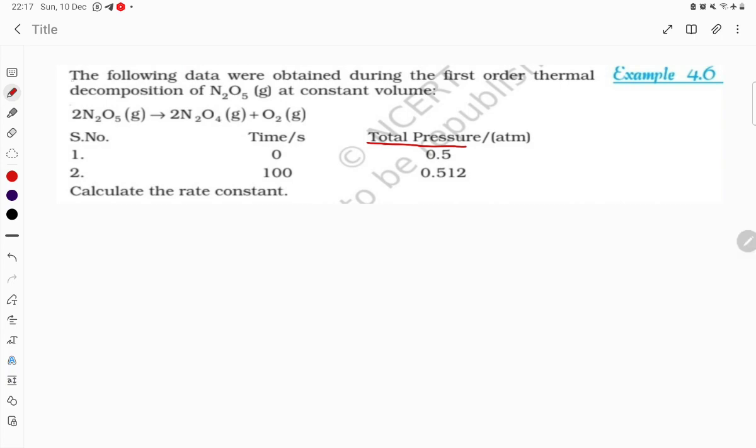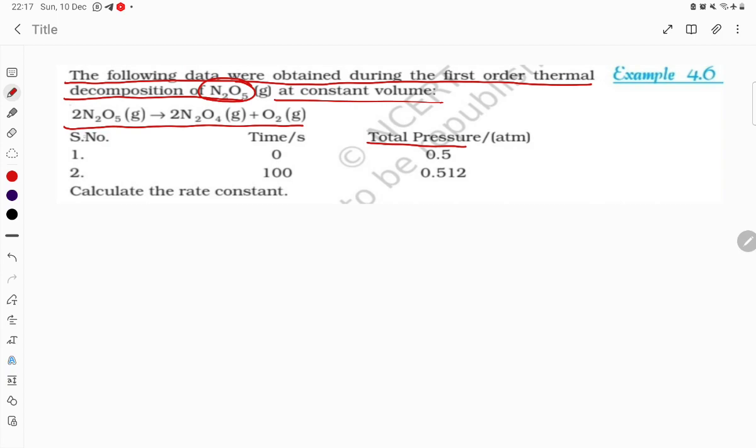See what the question is. The following data were obtained during the first order thermal decomposition of N2O5 at constant volume. This is the equation they have given: 2N2O5 gives 2N2O4 plus O2. Initial pressure when the time is 0 is 0.5, and when the time is 100 seconds, the pressure rises to 0.512. This is the total pressure.